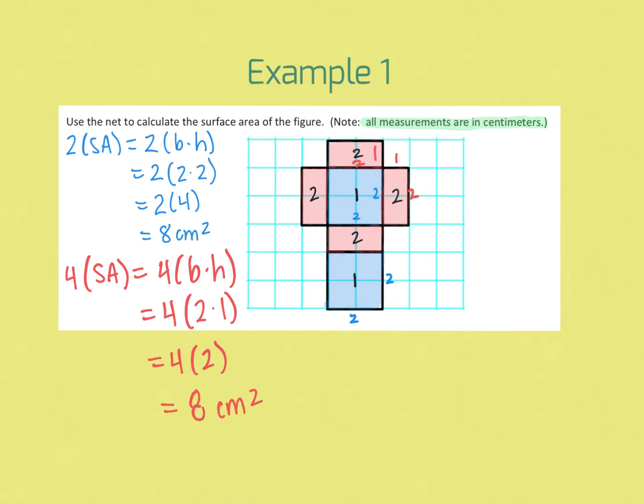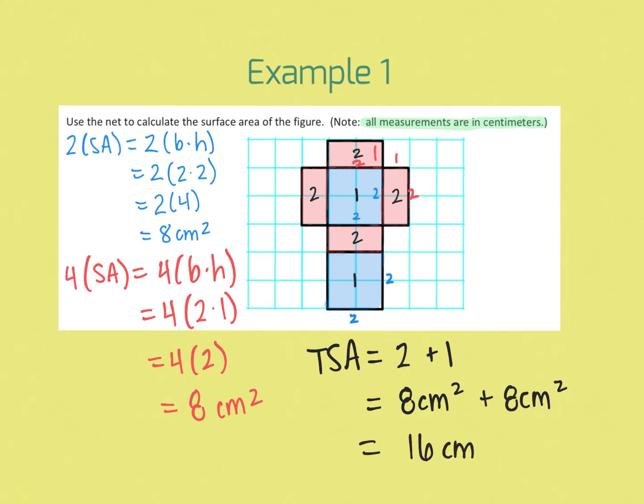And with that, we can add them up, because the total surface area is shape 1 plus shape 2. So that would be 8 square centimeters plus 8 square centimeters. And altogether, that would be 16 square centimeters for the total surface area of this net shape.